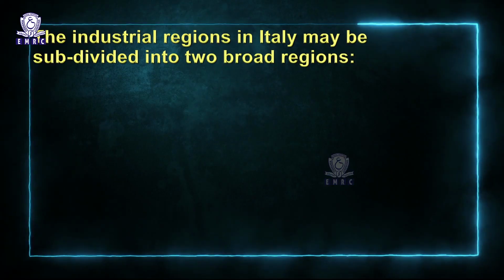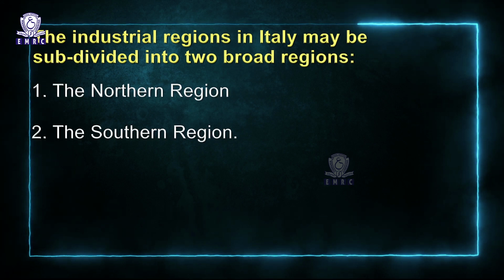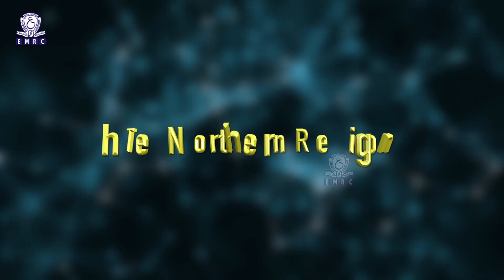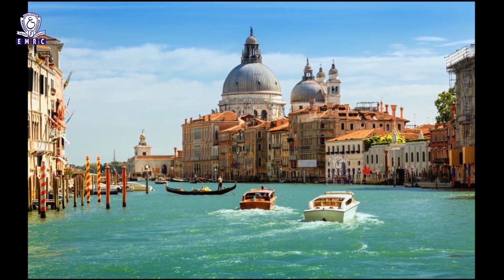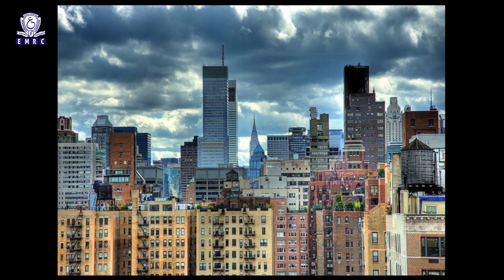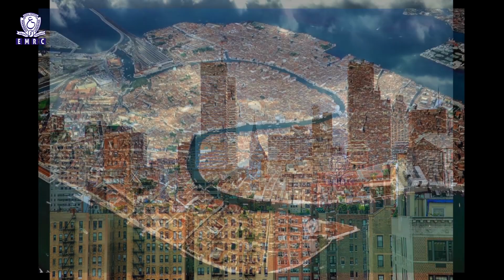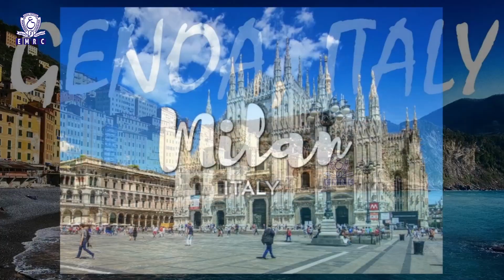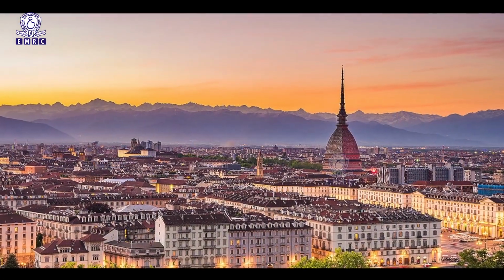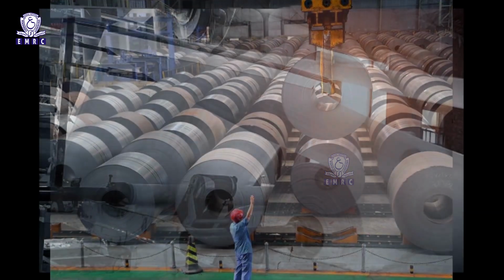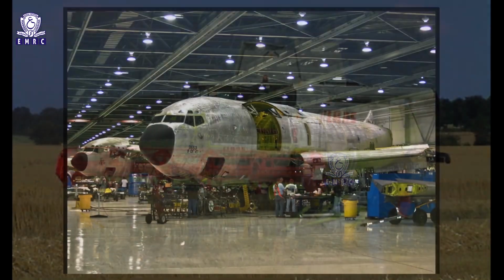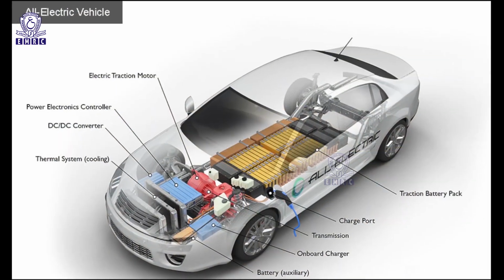The industrial region in Italy may be subdivided into two broad regions: the first is the northern region and the second is the southern region. The northern region: about 4/5 of the industry is concentrated in northern Italy. Most of the manufacturing units are concentrated in urban centers, for example Venice, Genoa, and Milan, Turin in the Great Po River Valley. The entire region is highly developed with several types of industries. Important among these are textile, silk, iron, steel, paper pulp, agriculture, machinery, aircraft, machine tools, electrical, and automobiles.